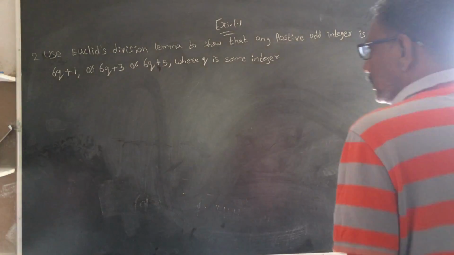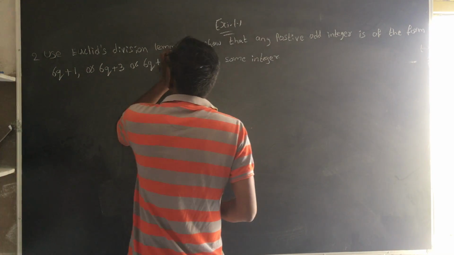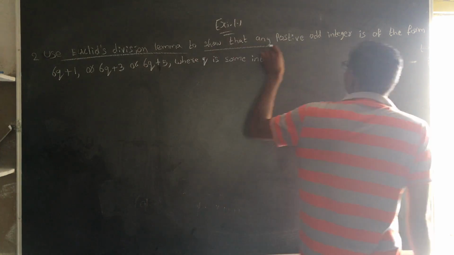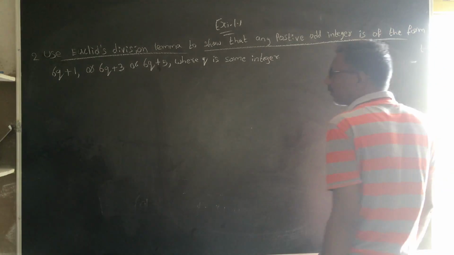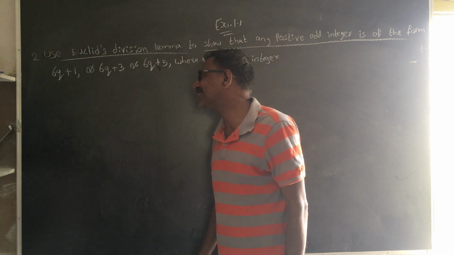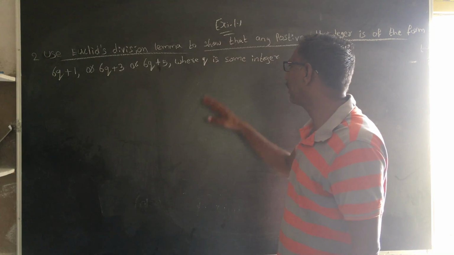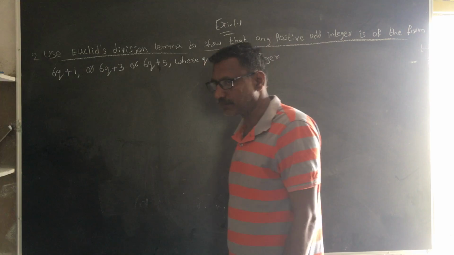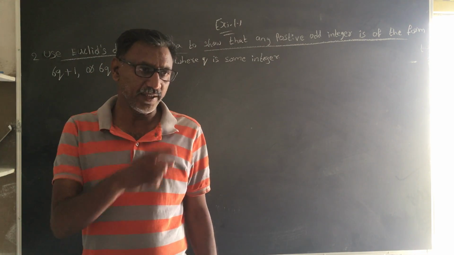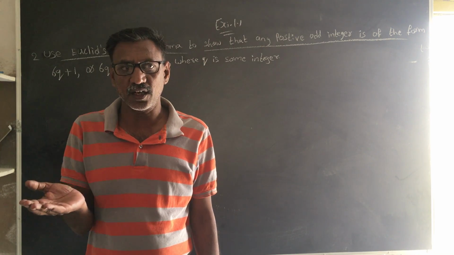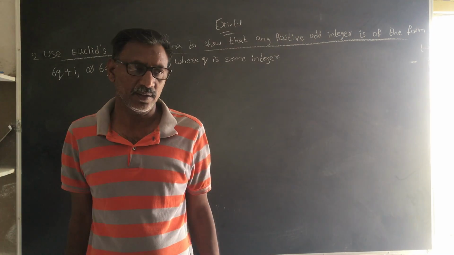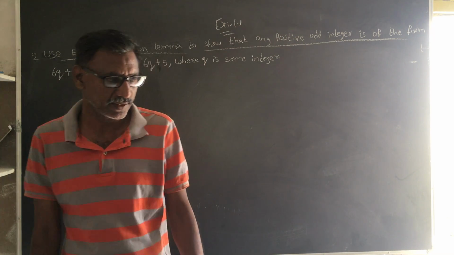Okay everyone, today we talk about Euclid's division algorithm, so that any positive integer is in the form of 6q plus 1, 6q plus 3 and 6q plus 5, where q is some integer. Yesterday we talked about the division algorithm, right? I told you clearly what the division algorithm is, how to define it and everything we discussed.